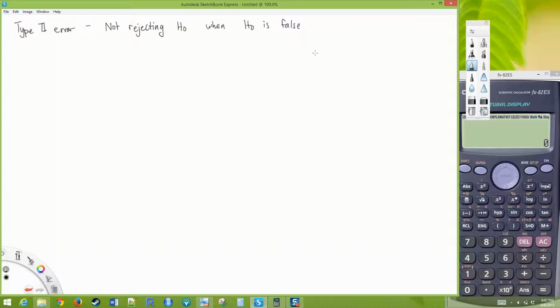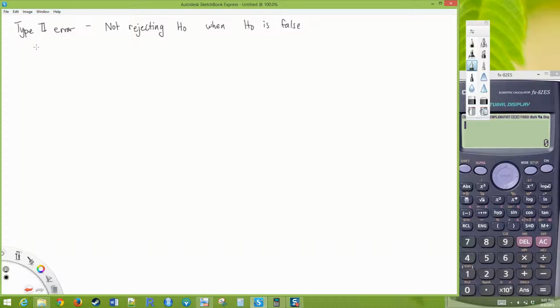And so by decreasing alpha, if we decrease alpha, we are inherently going to increase the probability of a type 2 error. Because decreasing alpha means you are rejecting less often. Okay? And by rejecting less often, you are thus increasing your risk that you didn't reject when you should have rejected.